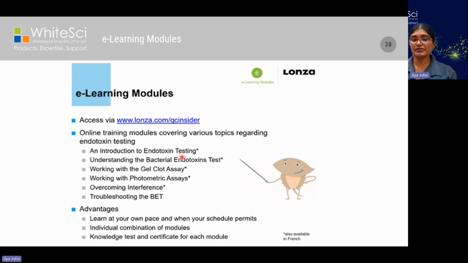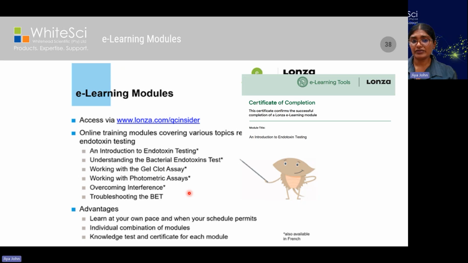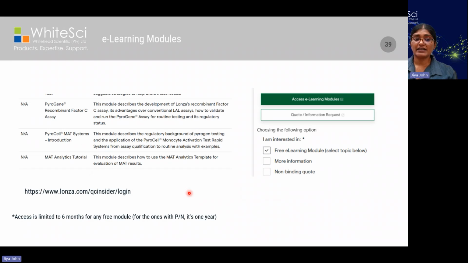You can either register for all the different modules, or you can choose the module that is applicable to you. At the end of the online training module, you get a certificate of completion. Right now, they have 2 modules that are free of charge. They have the recombinant factor C and the MAT assays that, once you have registered, you can access free of charge. Just note that once you have registered, you have to finish the course within 6 months for a free module. For the ones with a part number, you have to finish the course within 1 year. And with that, I say thank you.